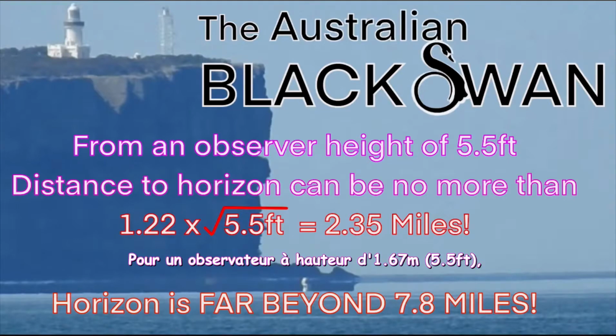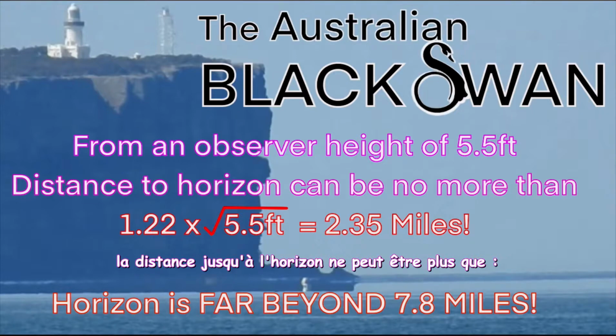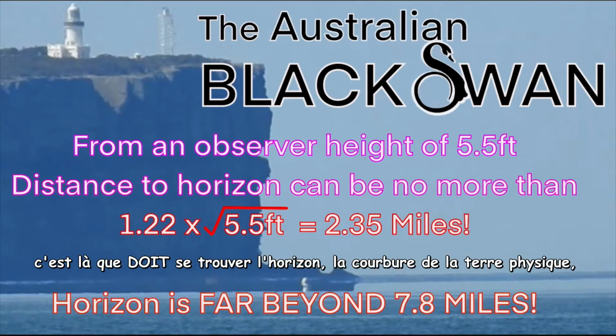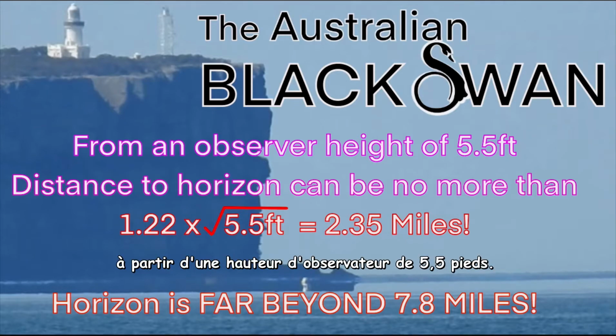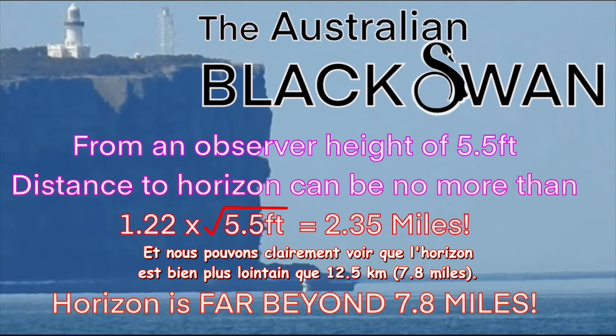From an observer height of 5.5 feet, distance to the horizon can be no more than 1.22 times the square root of 5.5 feet, which equals 2.35 miles. That is where the horizon, the physical Earth curvature, must be on a sphere of a radius 3959 miles from a 5.5 foot observer height. And we can clearly see the horizon is far beyond 7.8 miles.